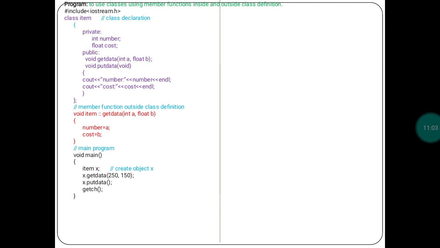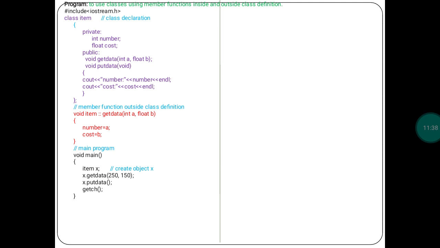Many times I will tell you, whenever you are going to use objects, using the class name you can create any number of objects. Then x dot get data, we can input the values for a and b. Int a, float b are the parameters we have declared. They are called parameters or arguments. So 250 is the a value, 150 is the b value.